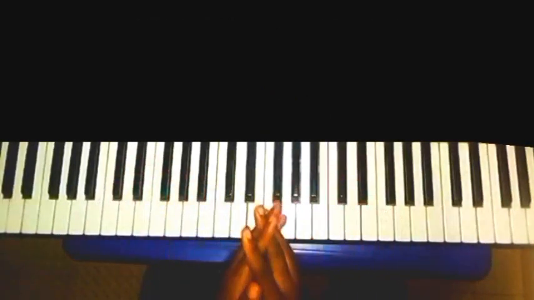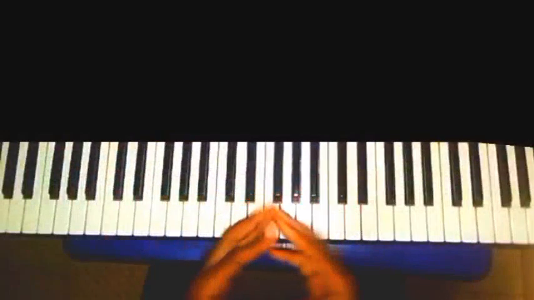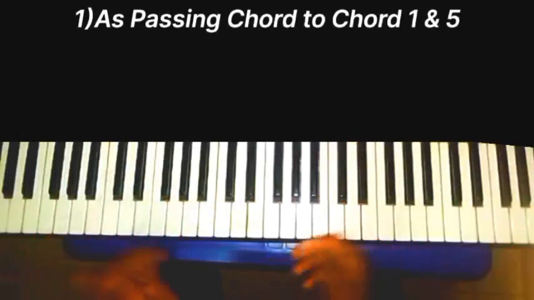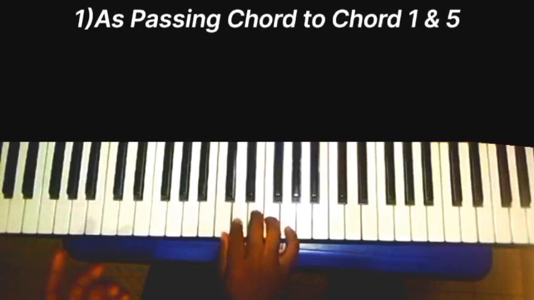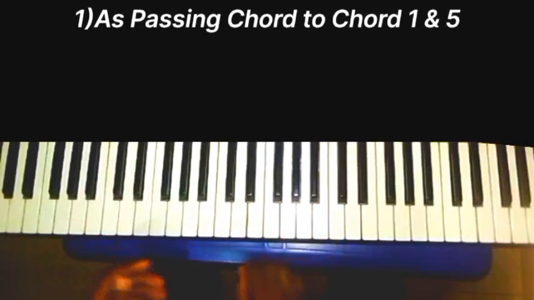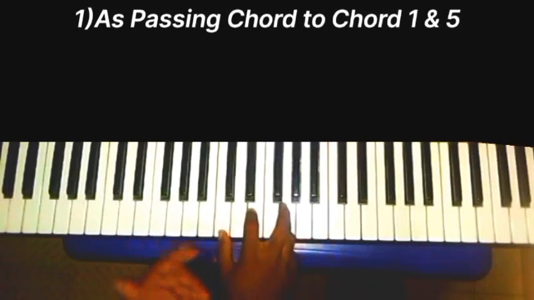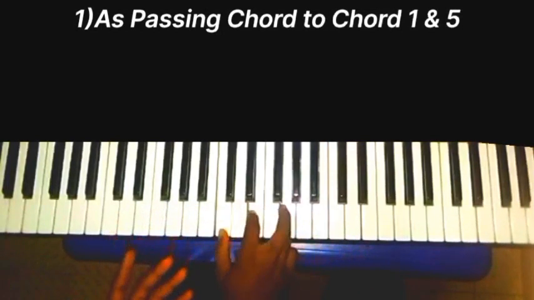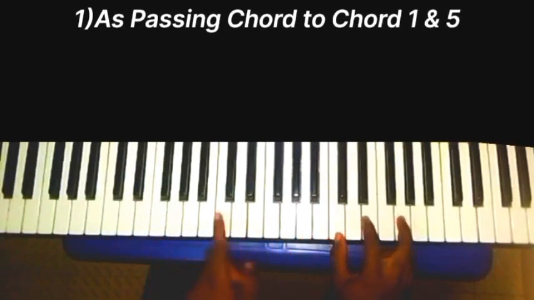So suspended chords can be used as a passing chord to get to, most times, the chord 5 and the chord 1 in a major scale. For instance, we're going to be doing this in the key of C. This is the C major scale. This is the 1st tone of the scale, 2nd, 3rd, 4th, 5th, 6th, 7th, back to 1. And remember, there are corresponding chords to each of these tones: chord 1, chord 2, chord 3, chord 4, chord 5, chord 6, chord 7, back to chord 1.